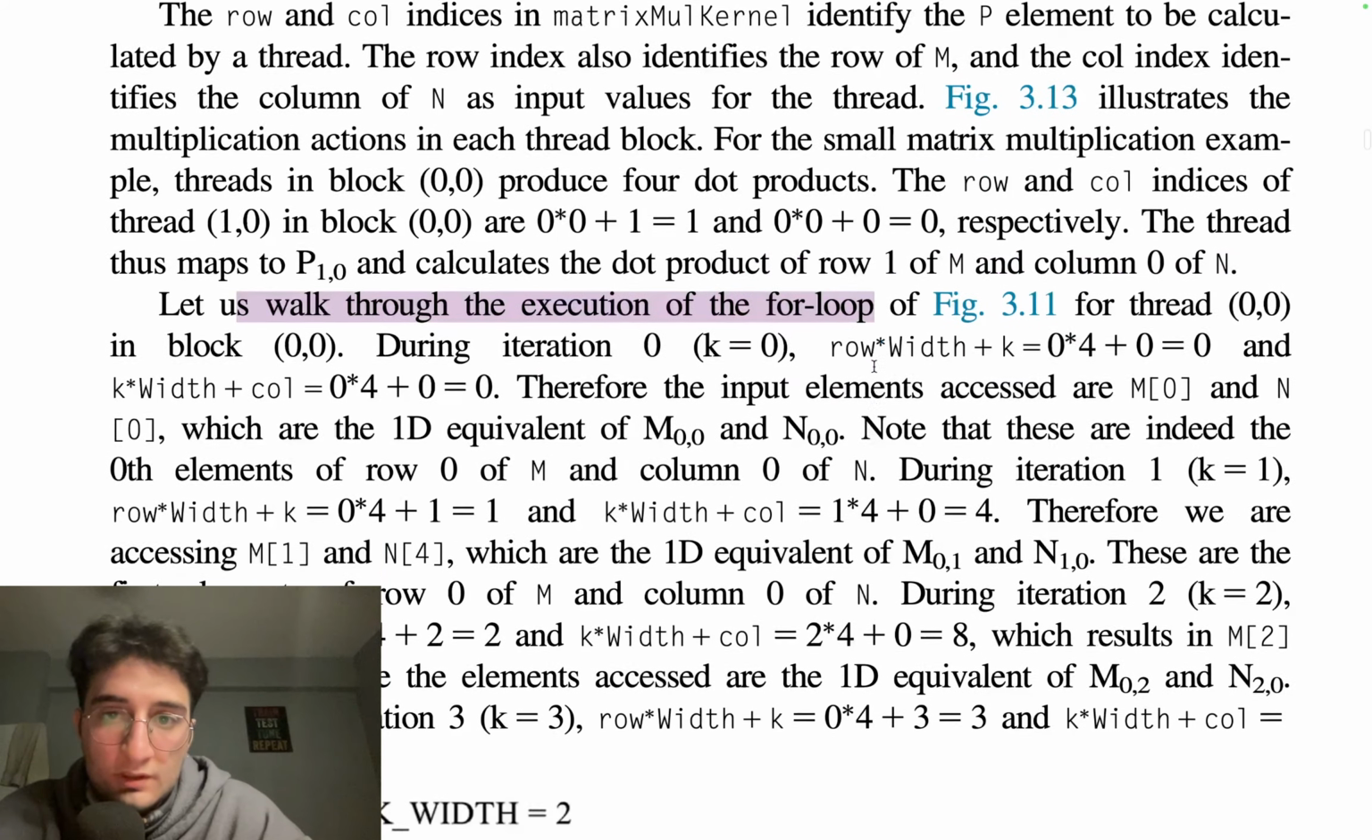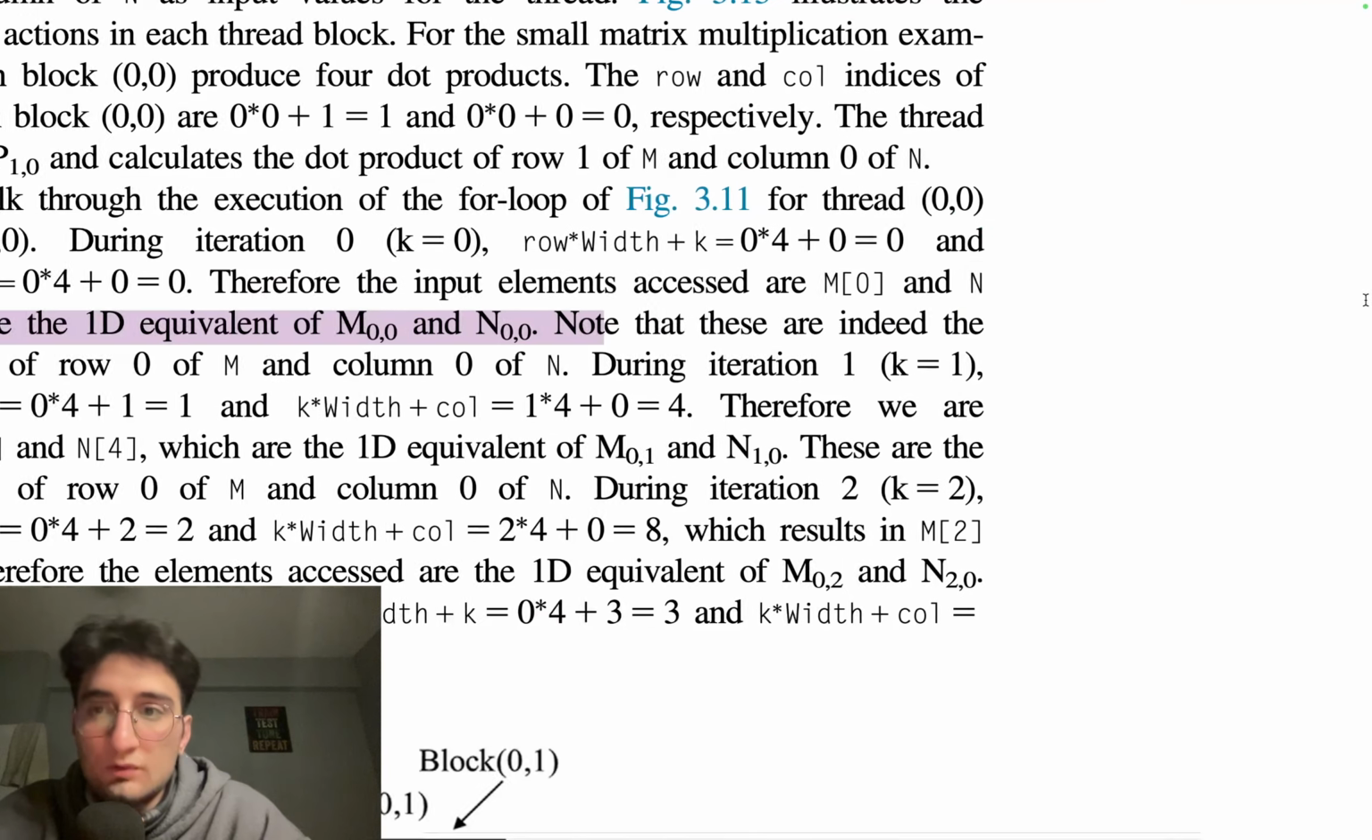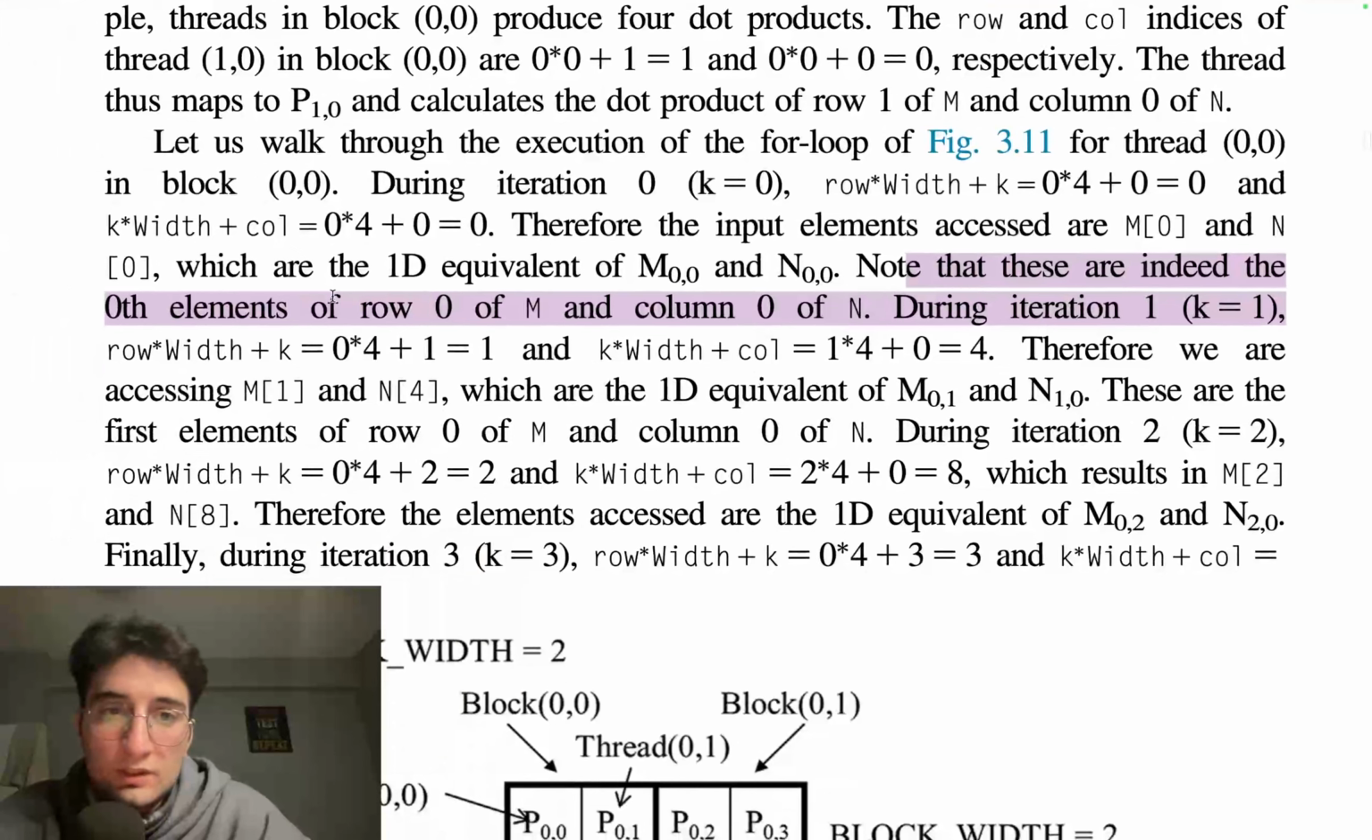Let us walk through the execution of the for loop of this thread. During iteration 0, k times width plus column. Therefore, the input elements accessed are M0 and N0, which are the 1D equivalent of M00 and N00. Note that these are indeed the zeroth elements of row 0 of M and column 0 of N.